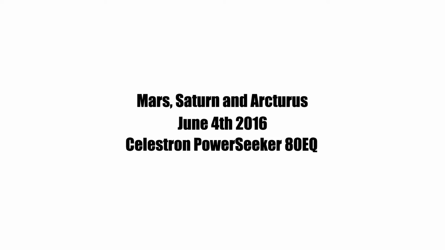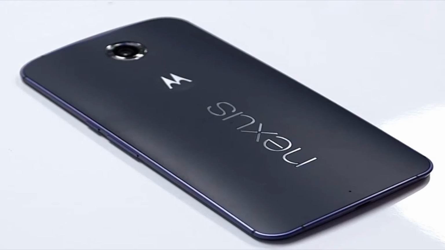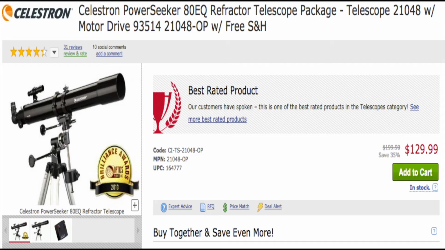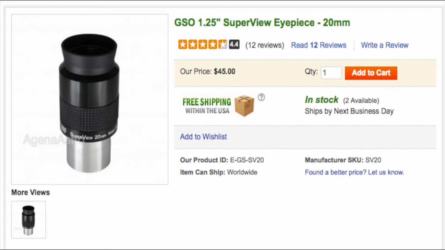The following video you're about to view was taken by an amateur astronomer. It was taken using a Nexus 6 cell phone. The telescope I was using was a Celestron PowerSeeker 80EQ refractor. The eyepiece was a GSO 20mm.